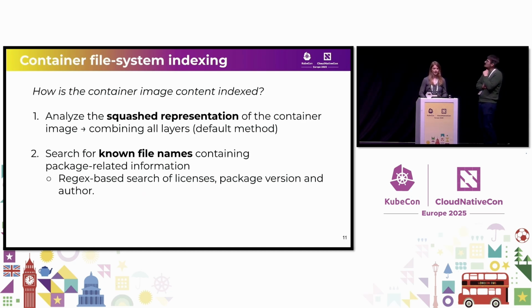So how do these tools index this content from the file system? By default, they will analyze the squashed representation of the container image, meaning they will combine all of the layers together to produce the final file system. And then they will search for known file names containing package-related information, just like the one that we saw previously. And they will use regex-based search for license, package version, author, and so on.